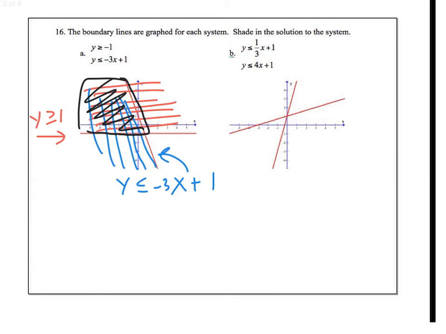Looking at our second one, y is less than or equal to 1/3 x plus 1.